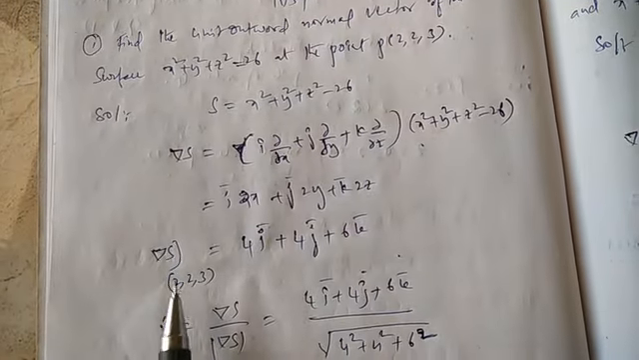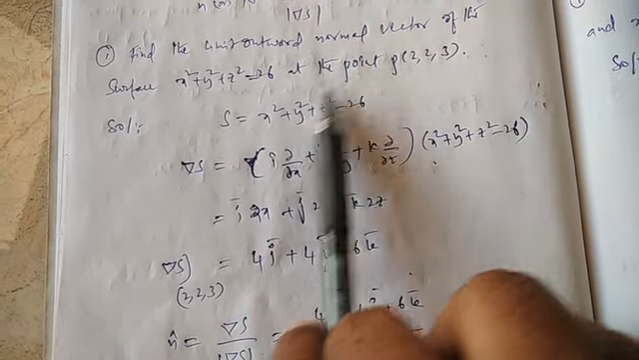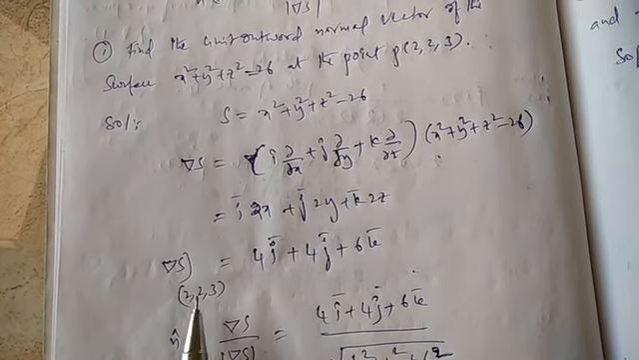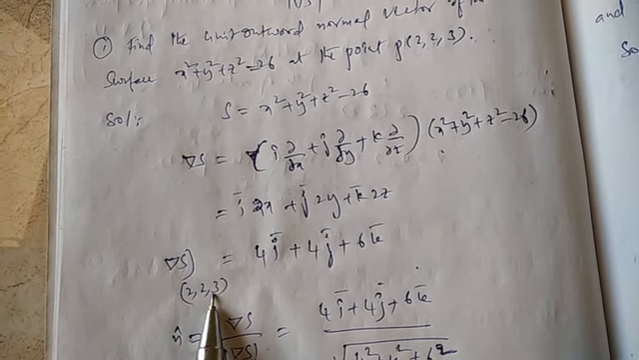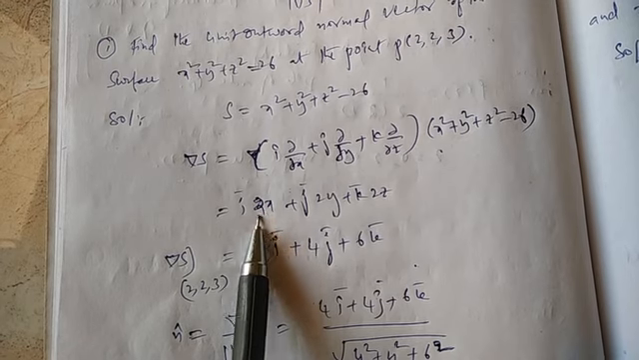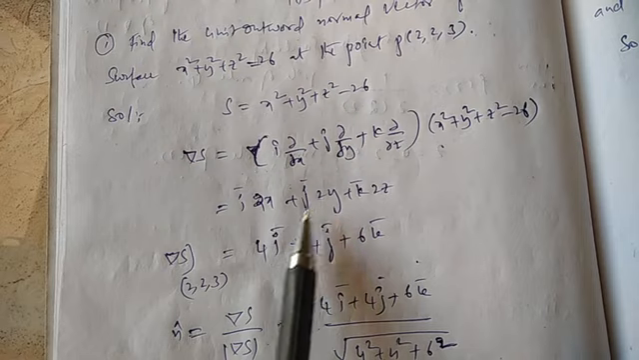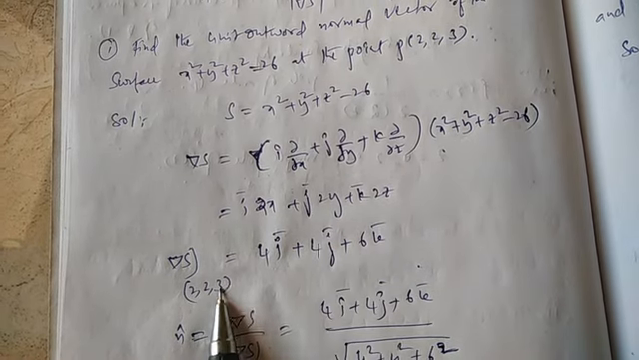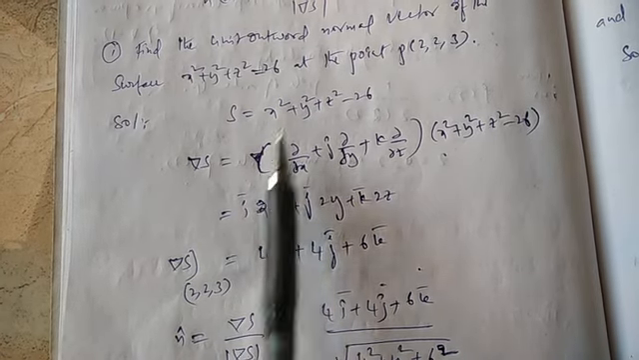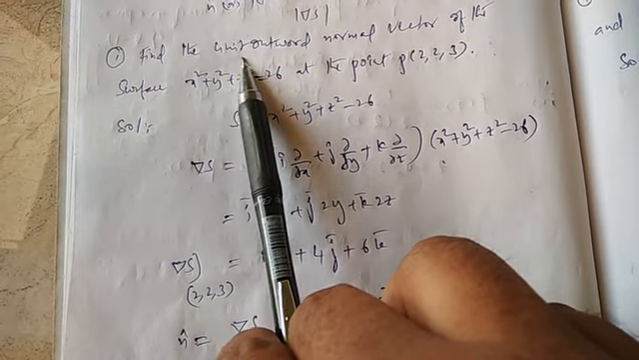Now del S. We need the unit normal vector at 2, 2, 3, so del S at 2, 2, 3. Substitute x equal to 2, y equal to 2, z equal to 3. Here 2 times 2 is 4i, plus again y equal to 2, 2 times 2 is 4j, plus z equal to 3, substituting gives 6k. Now this is a normal to the surface. Yes. Now they asked us to find the unit vector, right? Unit.